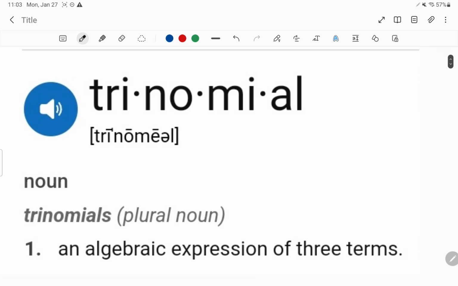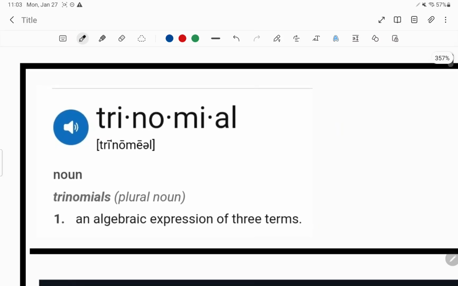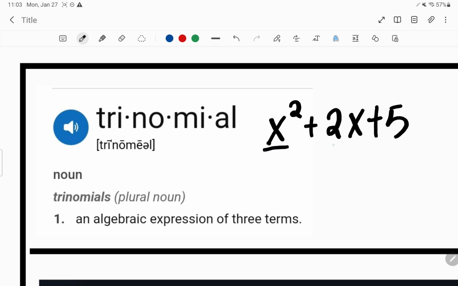This word is pronounced trinomial, and the definition is an algebraic expression with three terms. In math, or whenever we do these problems like in class, this one's going to look like this: x squared plus 2x plus 5. Now, we have 1, 2, 3, and those are what we call terms. How many do we have? 3. That's why we call it trinomial.